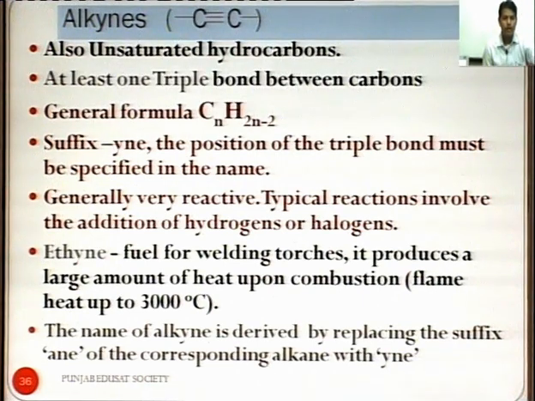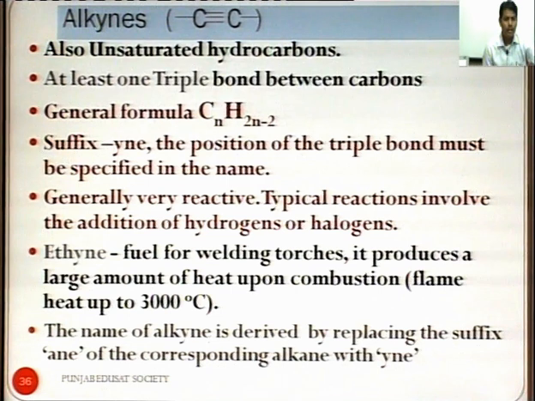Alkynes, also unsaturated hydrocarbons. Alkenes were also unsaturated hydrocarbons. Alkynes are also unsaturated hydrocarbons. So, in alkynes there is at least one triple bond between carbons. So, the general formula is CnH2n-2, that is 2 hydrogens less than double the number of carbons.